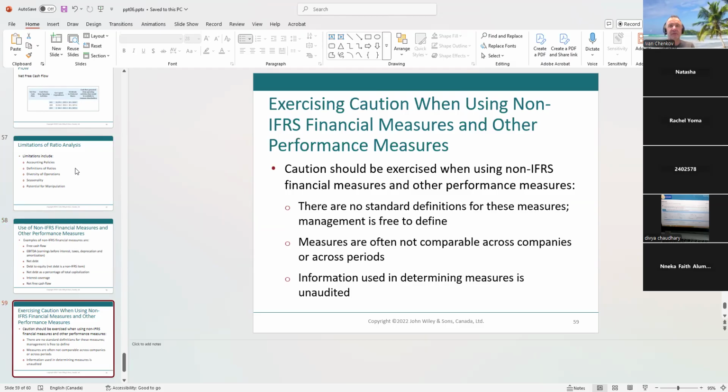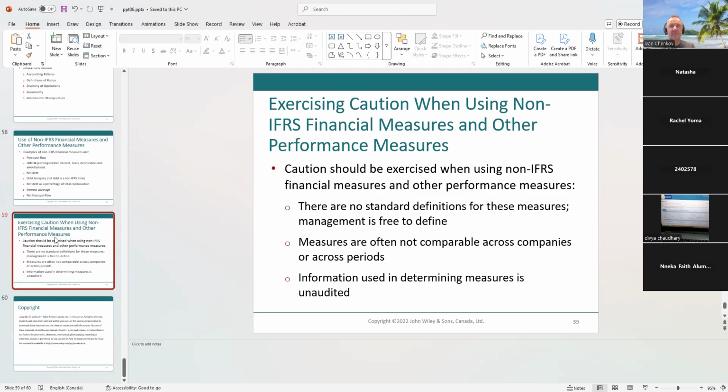When you're using those, you have to be cautious. There's no standard definition for those measures. So you are free to do any interpretation that you might find useful. The numbers you measure are usually not comparable across companies, because not all companies present the information the same way.